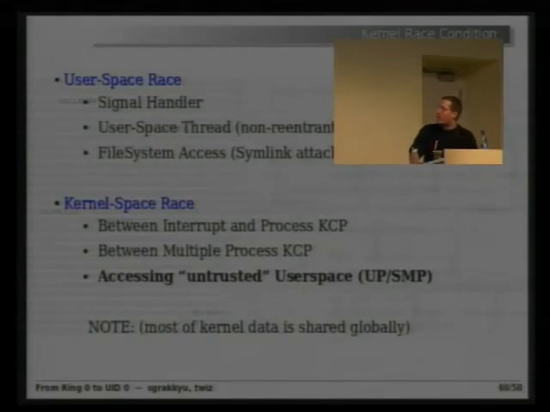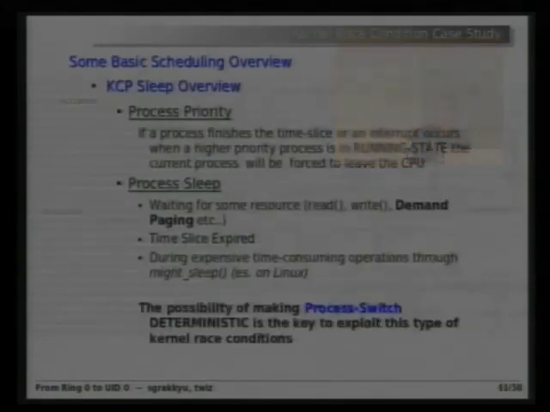We have different types of race condition between multiple processes, between interrupt and process context, or between multiple process contexts accessing user space. We deal with the user space case on uniprocessor system because it's more difficult to exploit this type of vulnerability with respect to symmetric multiprocessor system, because there is one processor and one process at a time running on the computer. Some basic knowledge about scheduling and memory management is needed to better comprehend the rest of the slides.